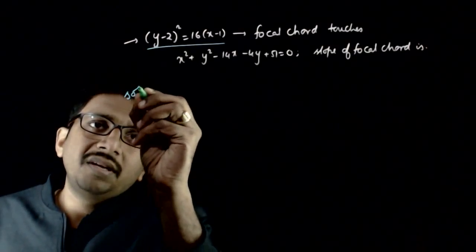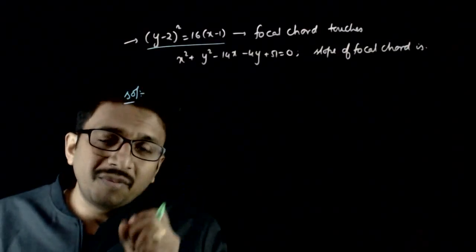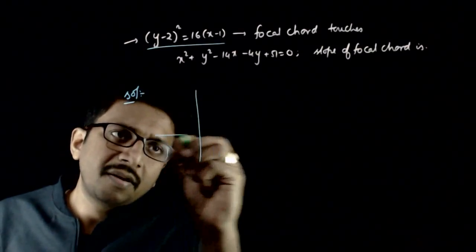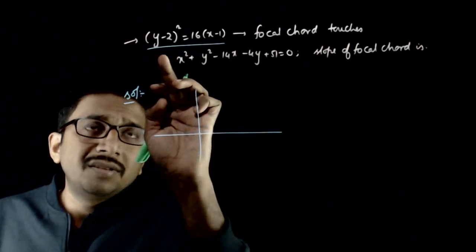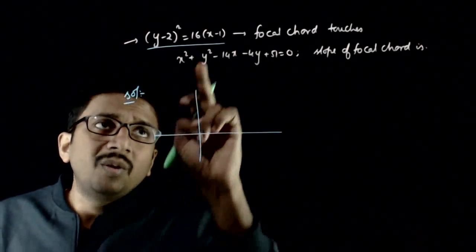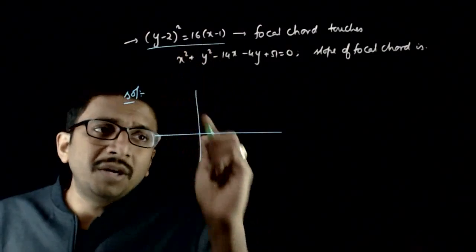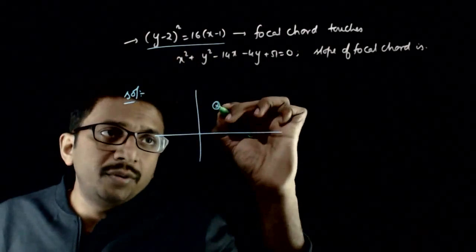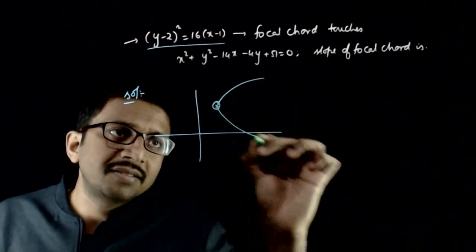So now how do we do this? What are the formulas that I need to use here? Let me first draw the diagram. This is a horizontal parabola with the vertex at (1, 2), right? The vertex has been transformed to (1, 2). So you have a parabola like this.